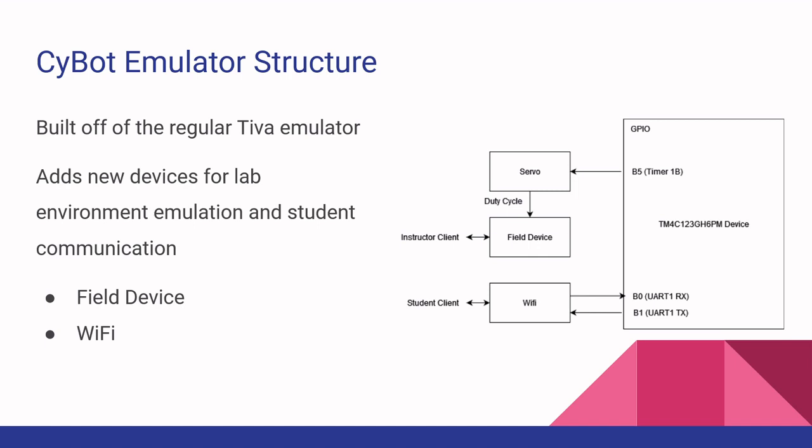So the general structure of the CyBot emulator is it is built off of the regular TIBA emulator. It just adds the new devices that will be eventually used for a lab environment, and gives the student a way to communicate with the actual emulator itself. As you can see on the diagram here, it is just connected using the GPIO pins we created in the TM4C device.